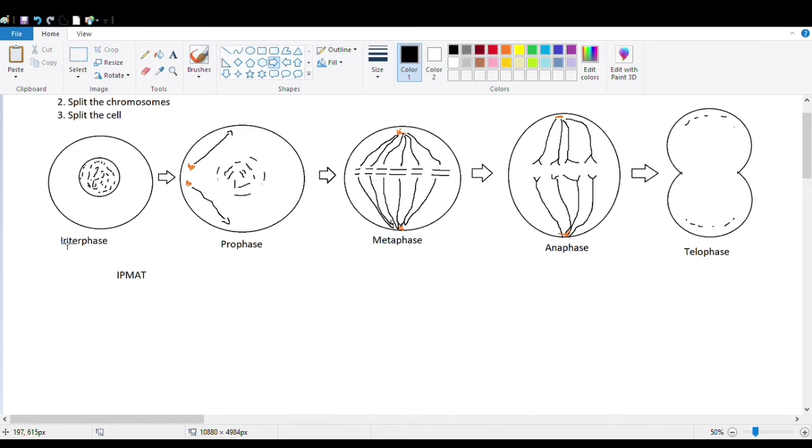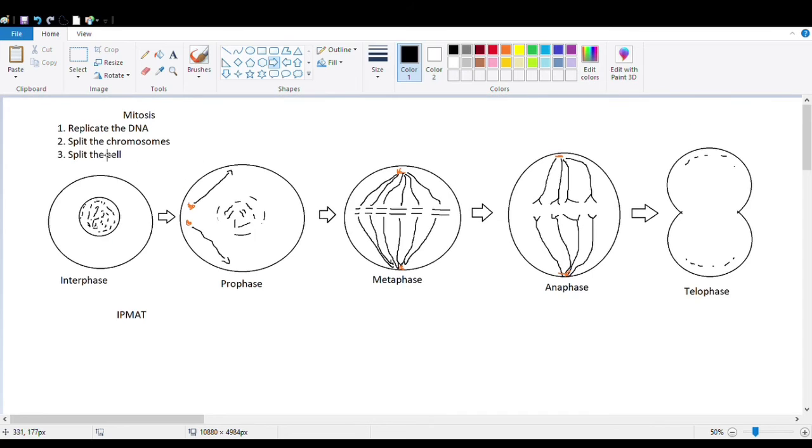So let's look the whole thing over. First, let's go over three steps. We have to replicate the DNA. When we replicated the DNA, that was interphase. Then we had to split the chromosomes, that was anaphase. And we had to split the cell, that was telophase.